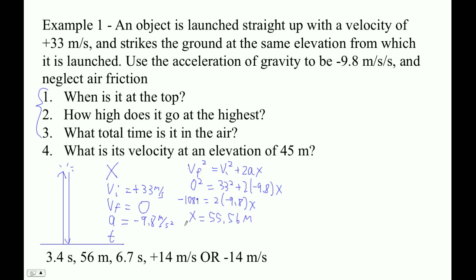Okay, so that's the answer to one question, I believe. And then the next question is, oh, I guess we answered how high does it go, right? So 55. And now we can find t. I'm going to use VF is VI plus AT. So 0 equals 33 plus negative 9.8 times t. Basically that's just going to be 33 divided by 9.8, right?